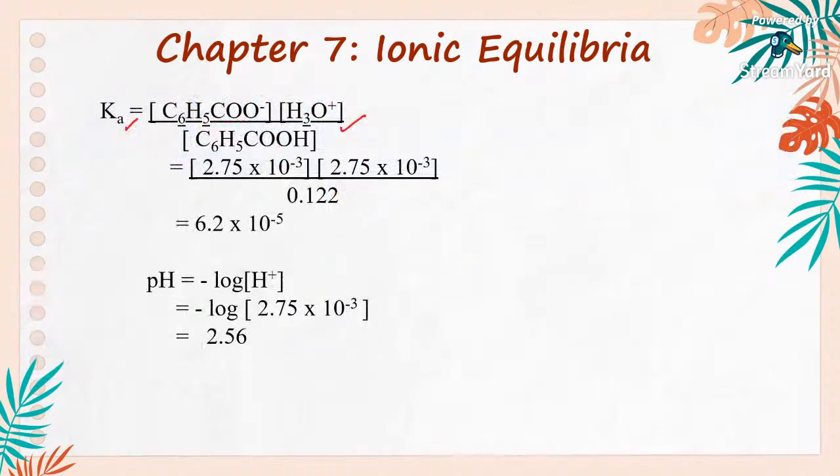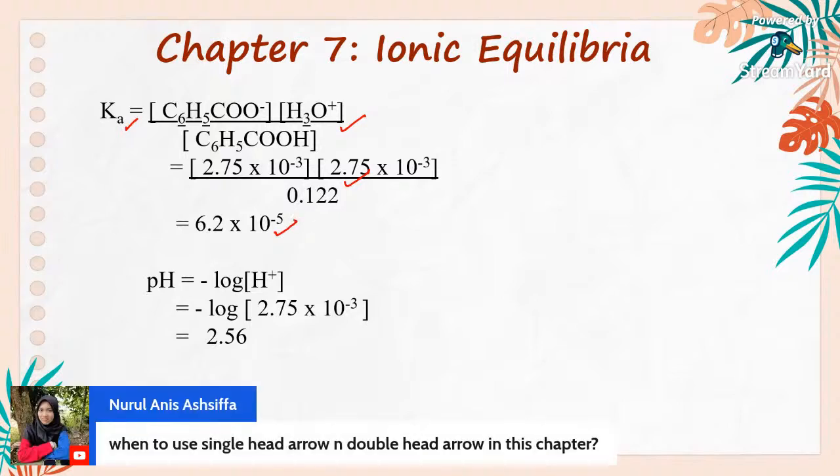So you have to write the expression for Ka, substitute the value and get the answer. Remember, Ka has no unit. In our syllabus, Ka and Kb don't have units, so you just leave your answer without unit.